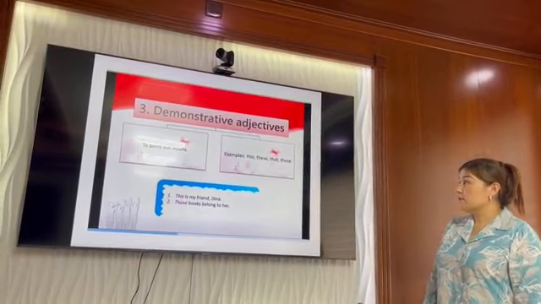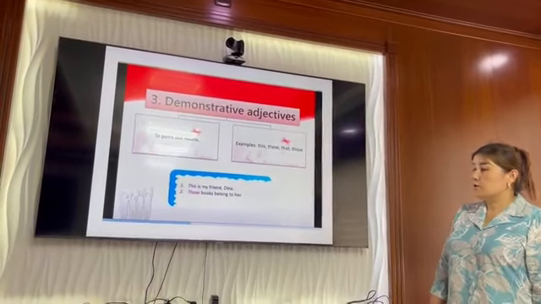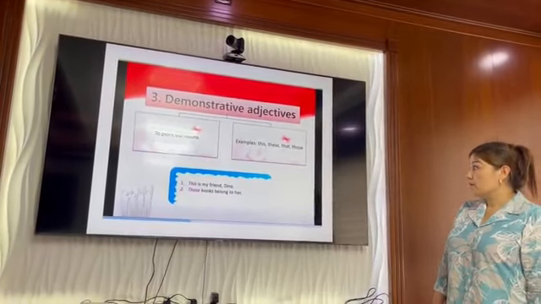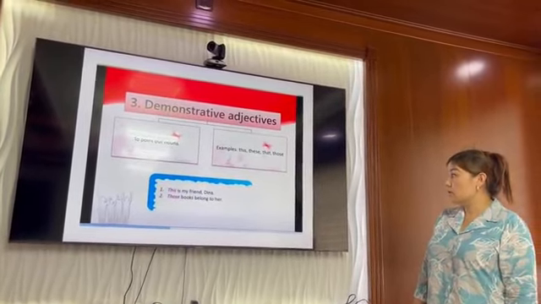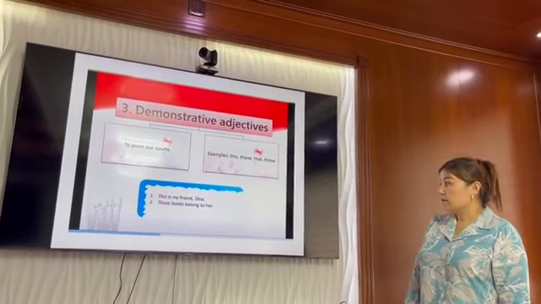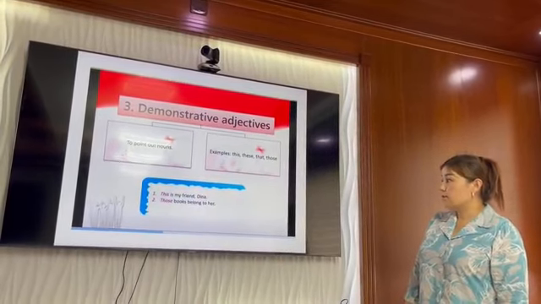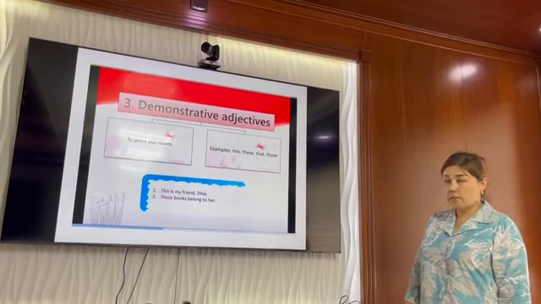Next is demonstrative adjectives. These adjectives point out nouns. For example, this, that, those. For example, this is my friend Diana. Next, those books belong to her. In these sentences, this and those are demonstrative adjectives.